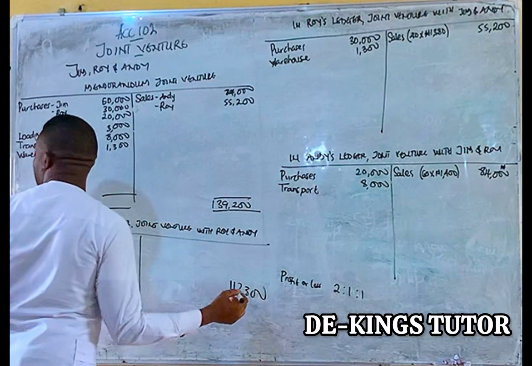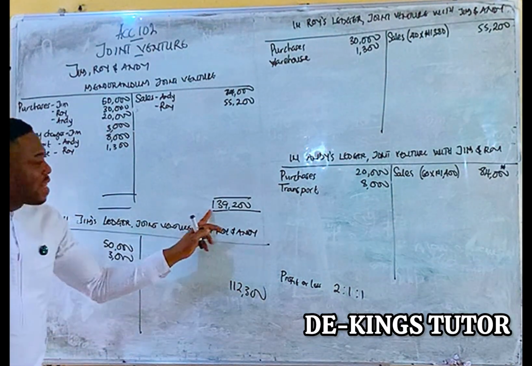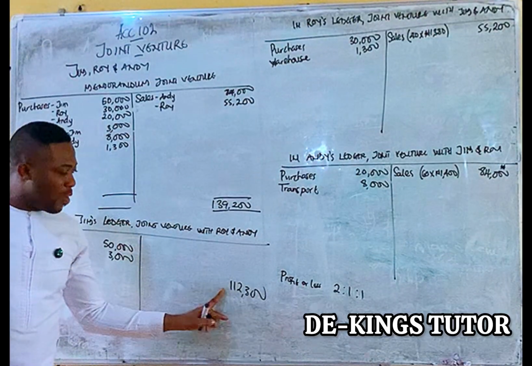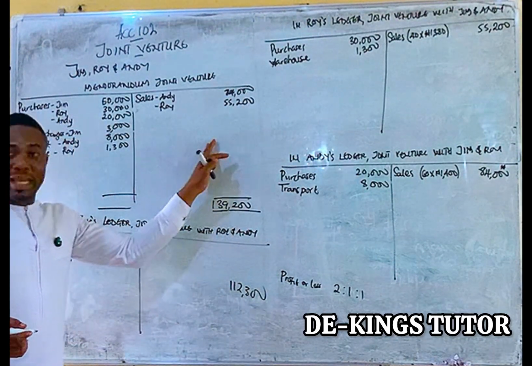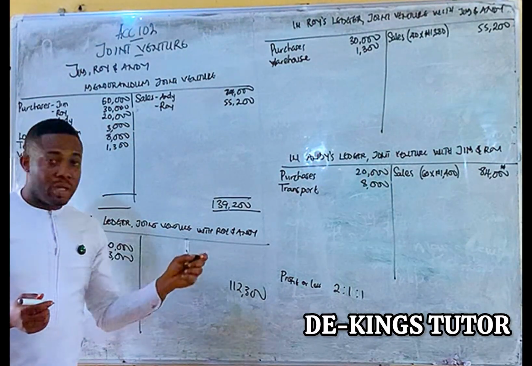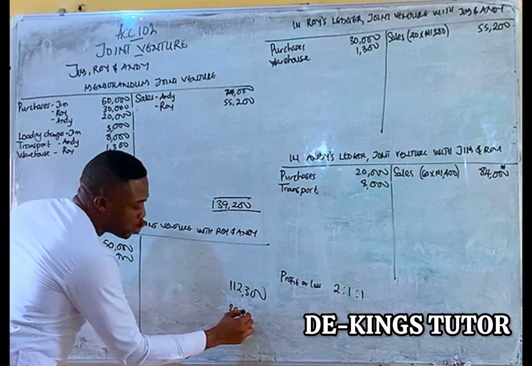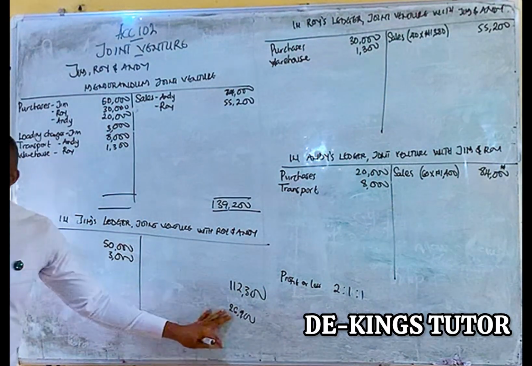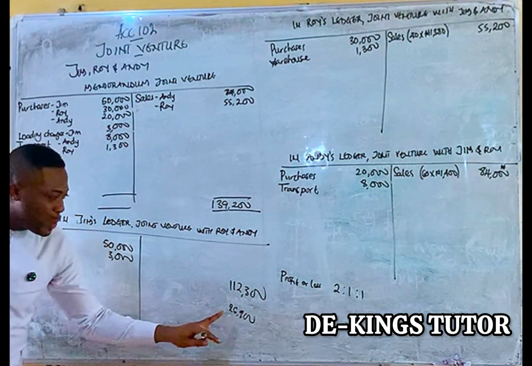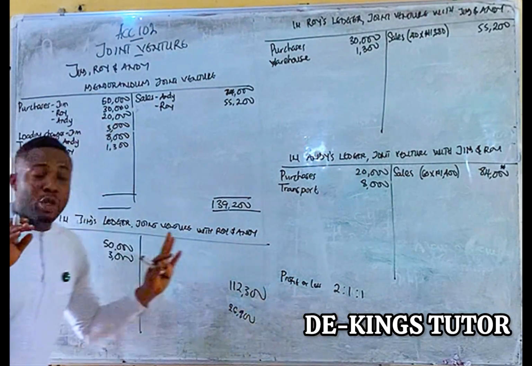Are you sure? Okay. So if this is 139,200 and the expenses is 112,300, it means here is greater than this, right? So what is the balance? Get me the balance. 26,900. So this 26,900 is the profit, and it is this profit that will be shared between these people in this ratio.